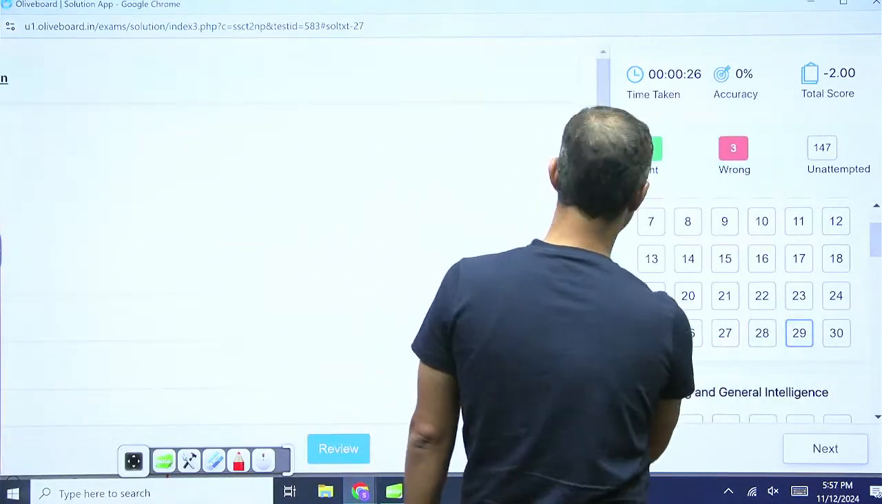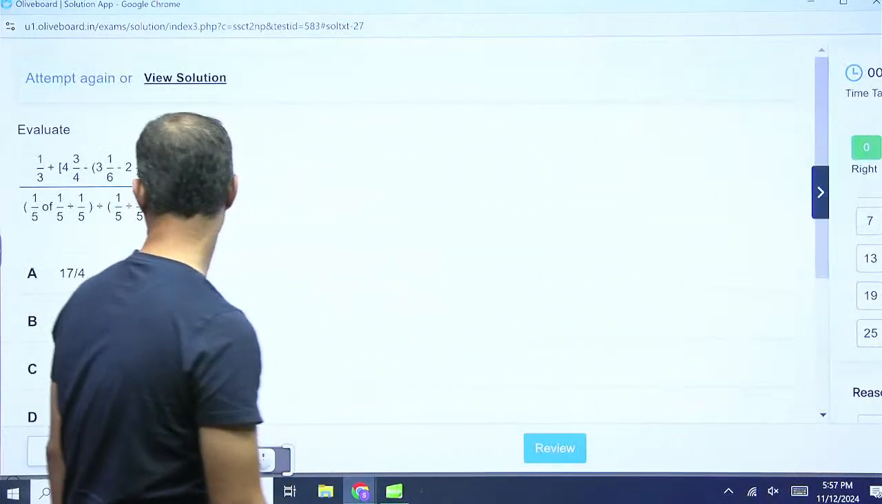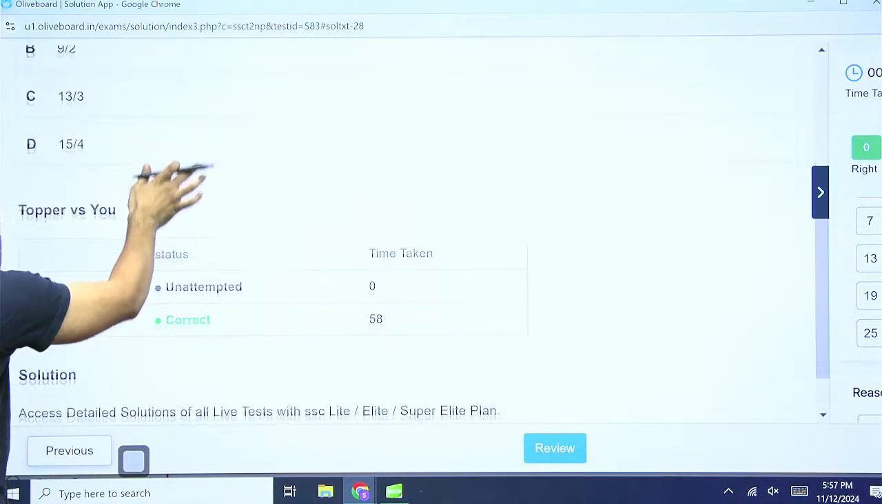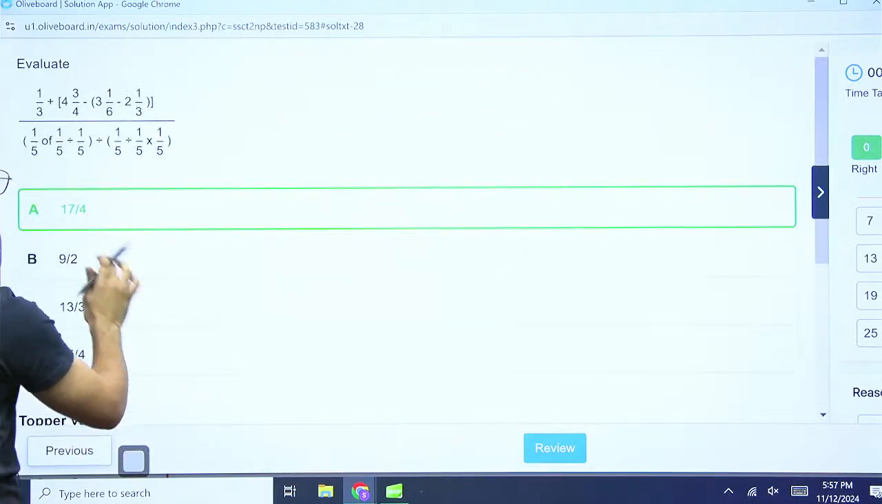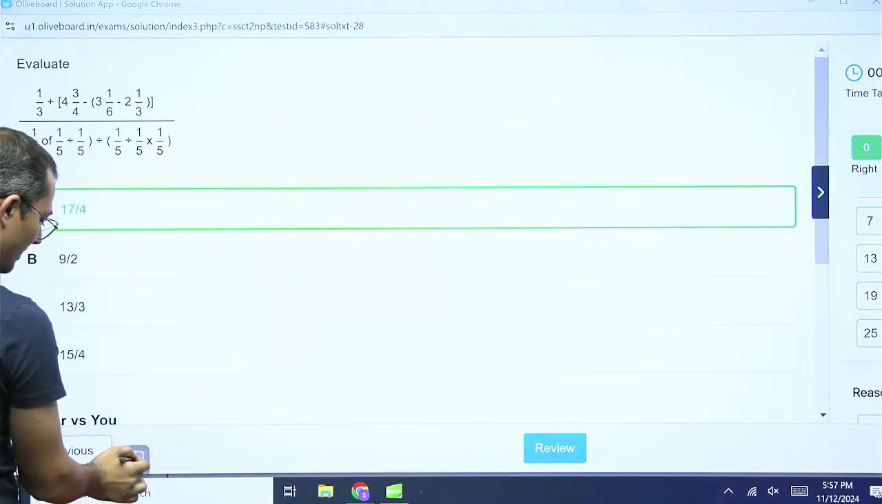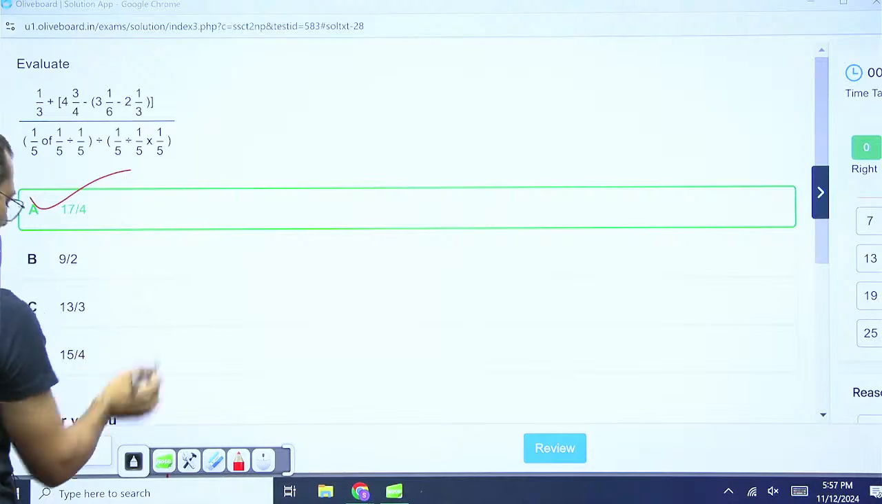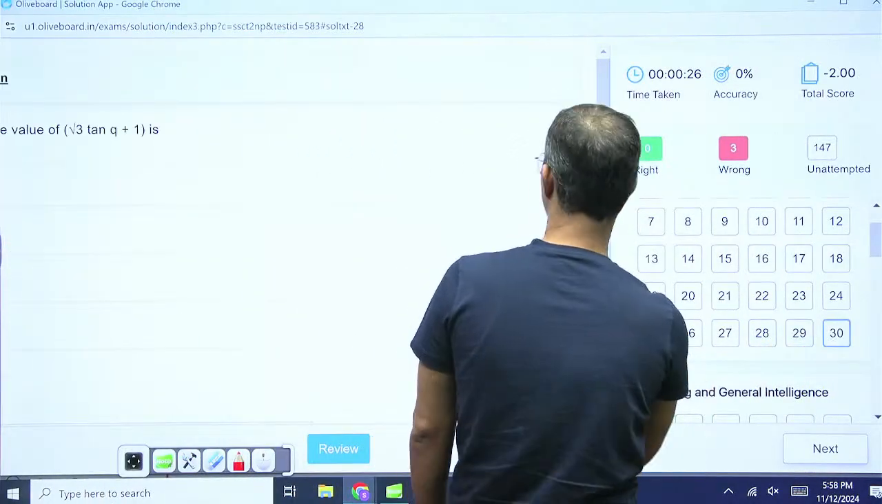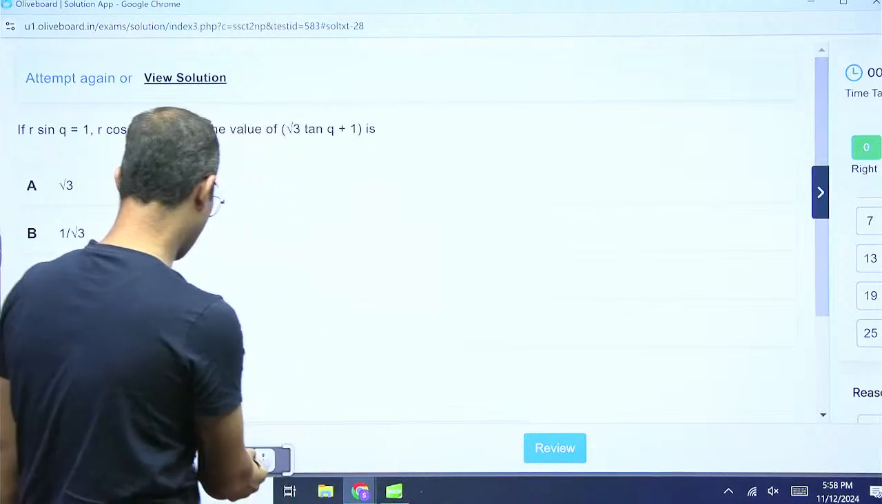Okay, moving to next question, question number 29. Please try to solve it on your own. See, again very easy question. So A part is the right answer. Here you have to apply the simple board mass. So last question, again very easy question.